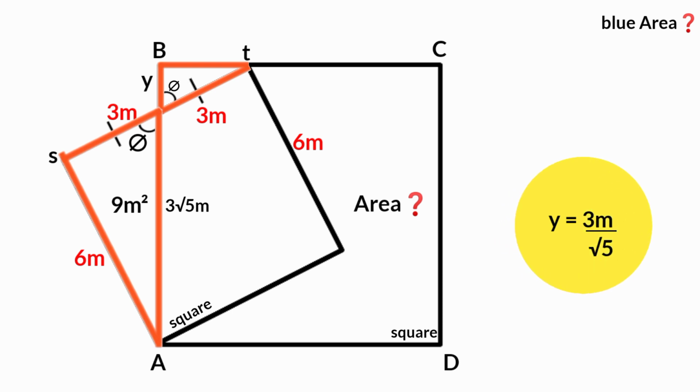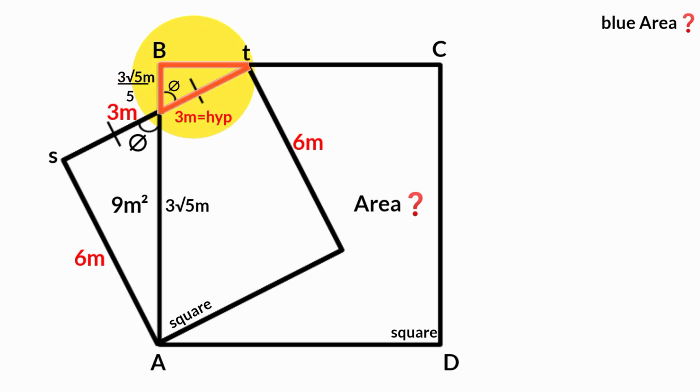3 meters over root 5 is the same as 3 meters over root 5 all multiplied by 1. And we know 1 is also root 5 over root 5. 3 meters times root 5 is 3 root 5 meters, and root 5 times root 5 is 5. So y equals 3 root 5 meters over 5. That is, the length of this side is 3 root 5 meters over 5.